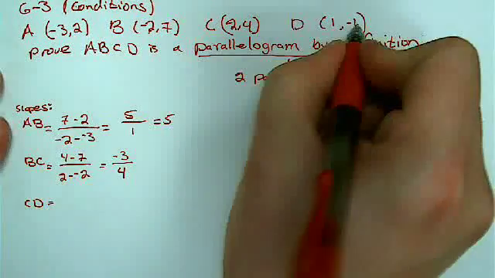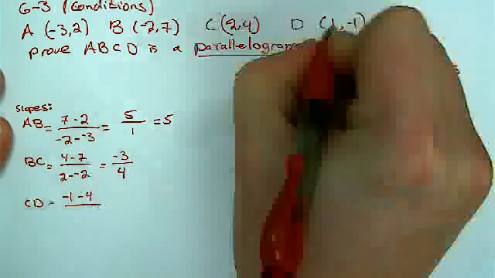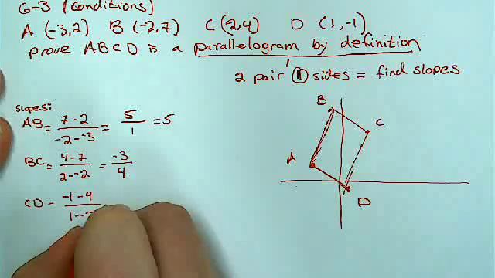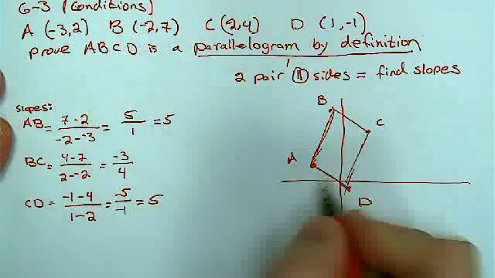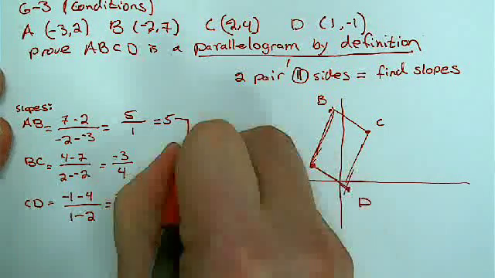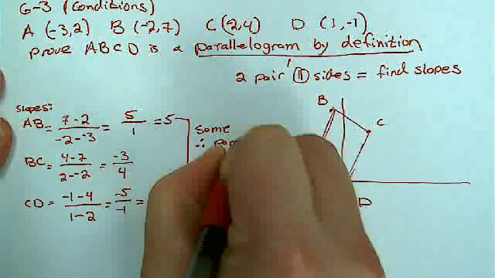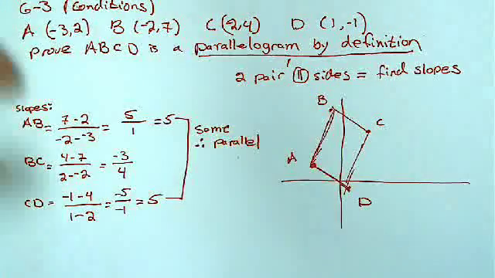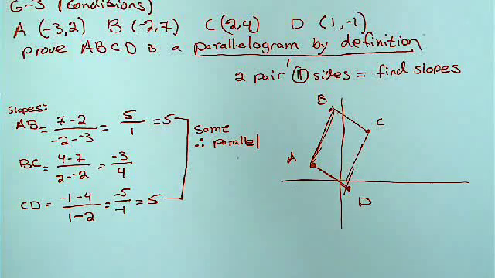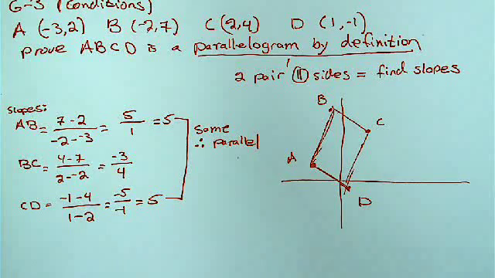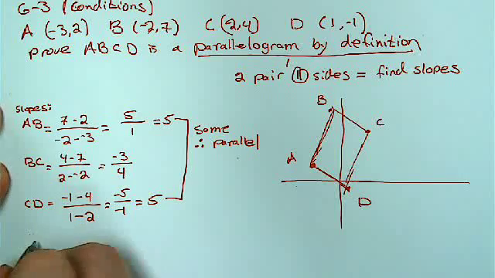CD, negative 1 minus 4 over 1 minus 2 gives me a negative 5 over negative 1, or a slope of 5. Same, therefore parallel. Can you slow down a little bit? Sure. Yeah. Let me knock out this last slope, and then I'll pause for a bit, let you guys get caught up with your writing. And AD.